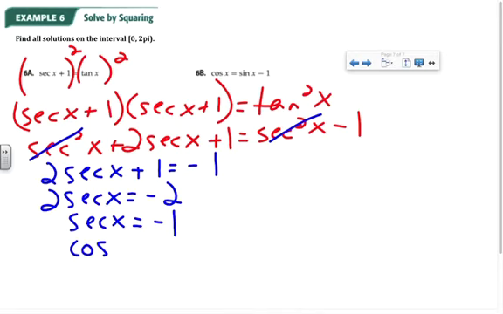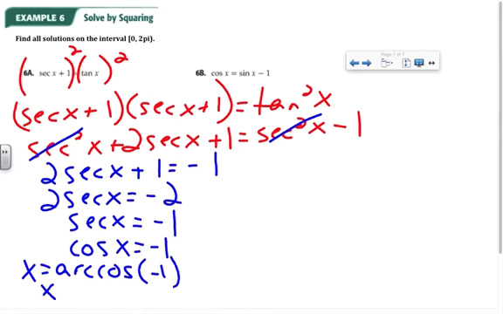I can make this a little bit easier on myself by taking the reciprocal of both sides. So that's cosine of x equal to negative 1. And x is the arc cosine of negative 1. So I'm looking for anywhere on my unit circle where my x-coordinate is negative 1. That only happens at pi.